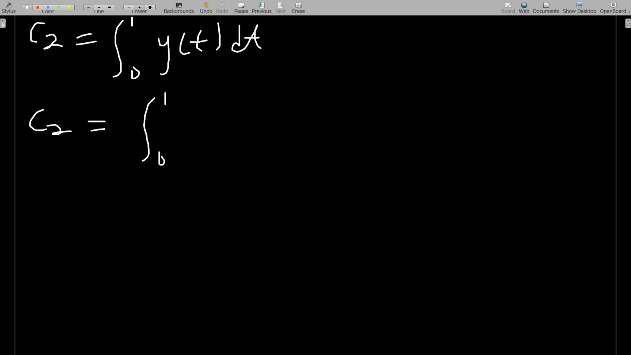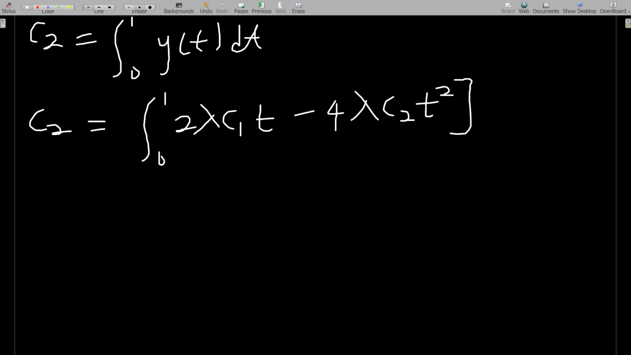Y of t is equal to, let me see, 2 lambda c1 t. This is what we had, right? Then minus 4 lambda c2 t squared, or something like that. Okay, so I have this dt.